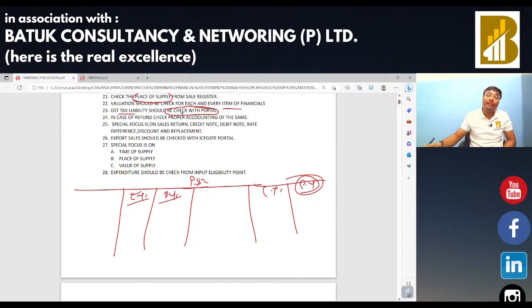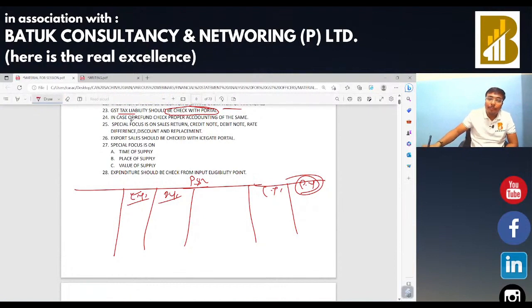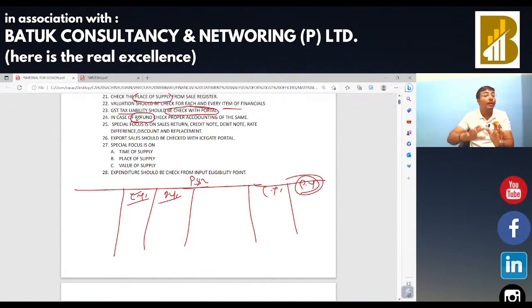Okay, so you need to check the electronic liability register and the liability on the GSTN portal compared to the books of accounts. Sir, if there is any refund, in that case we need to check that proper accounting is already done for that particular refund. Suppose he has demanded a refund amounting to 4 lakh rupees. Departmental authority has allotted only 3 lakh rupees. In that case, we need to check that proper accounting has been done.